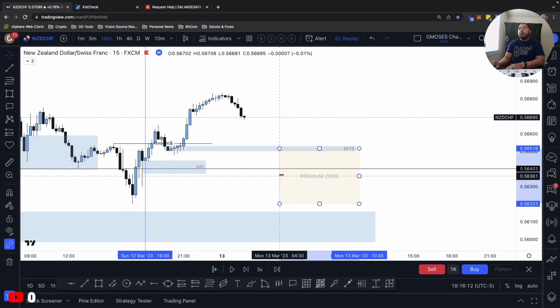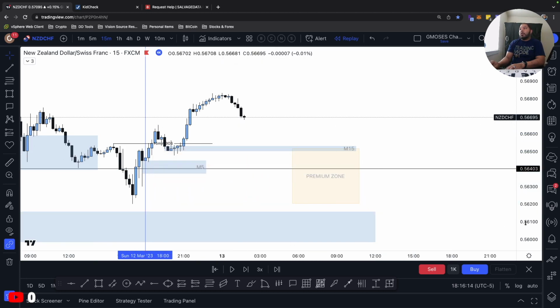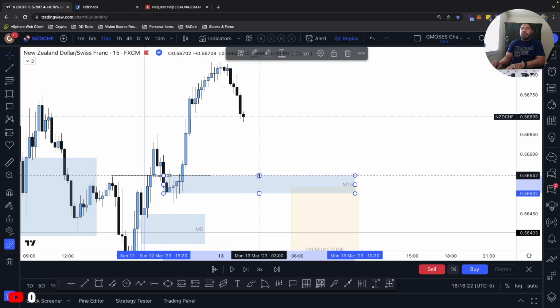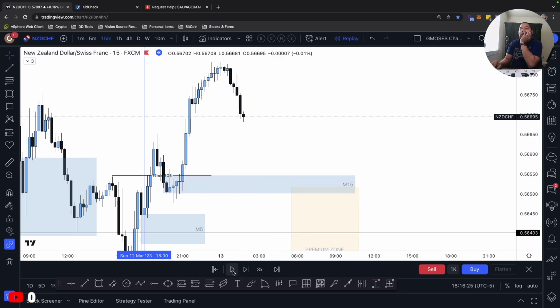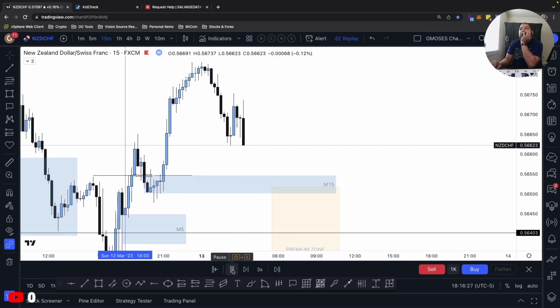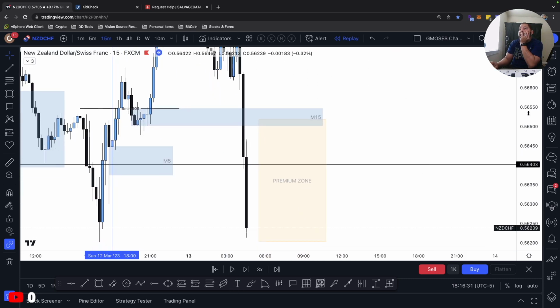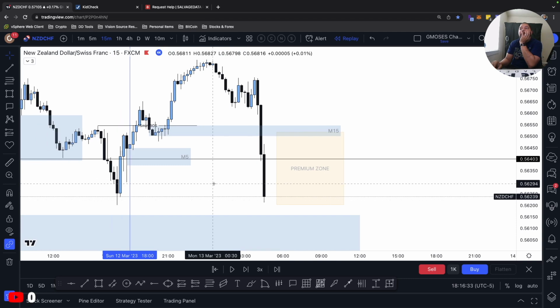I know this is my golden zone here. And so I want to see price tap into this area here. We also have another area here. If you look at this candle here, we'll just cover this entire area here. Okay, so let's see if price would actually bounce down into that area. Bam, there we go. So price actually came all the way down to this area here.